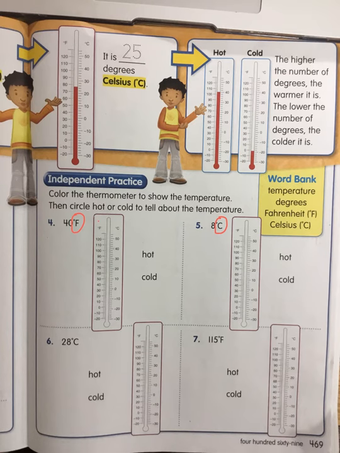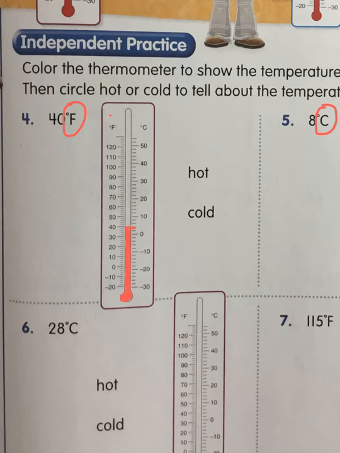So I'm going to do number 4 with you so you can see. It says 40 degrees Fahrenheit. I see that degree and the F, so I know I have to look on the left side. I'm going to find 40. I'm going to draw a line at 40. And that's not the only thing I'm going to do, because that's hard to see with a pencil. You need to color it in nice and neat all the way at the bottom. Notice that I colored it all the way in.